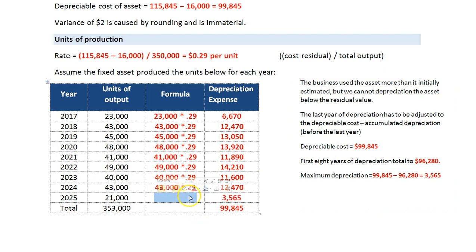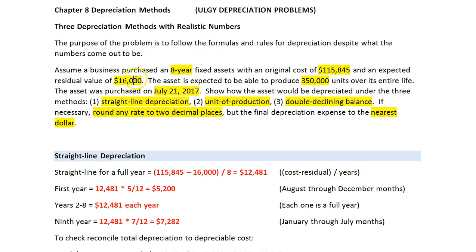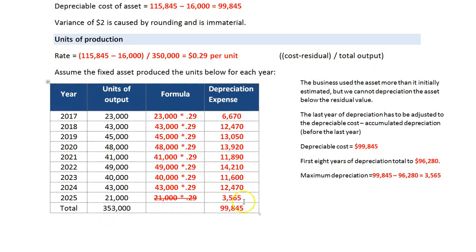We have to reject the normal formula because we have an overriding rule that says we're not going to depreciate it below its residual of 16,000. So that's why we only depreciate the depreciable cost.